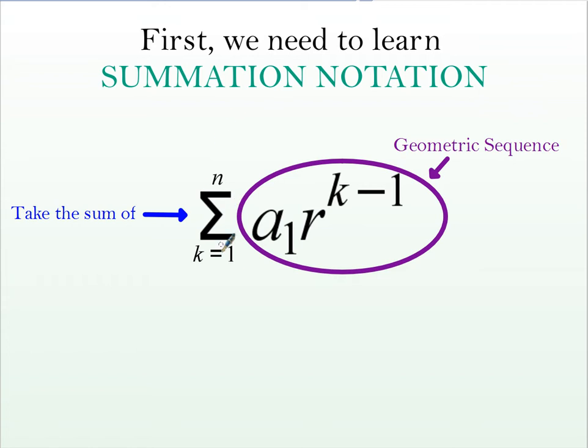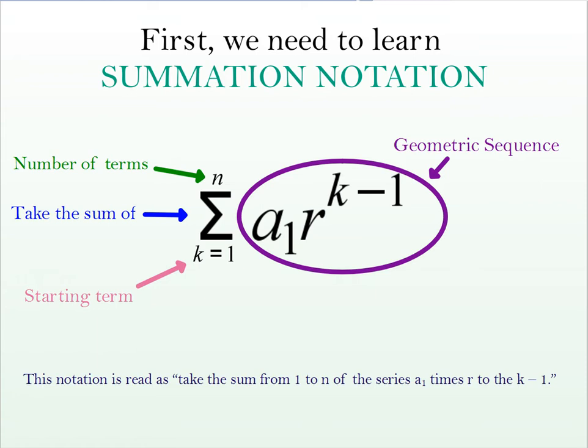The symbol to the left is called sigma. It means to take the sum of something. So in other words, I'm going to add some numbers together. K equals 1 means that that's our starting term or initial term. N represents the number of terms that we're going to add together. So I would actually say this: take the sum from 1 to n of the series a1 times r to the k minus 1 power.